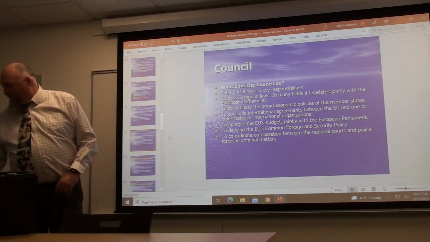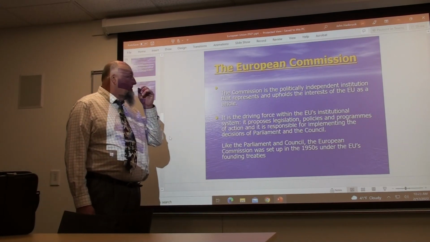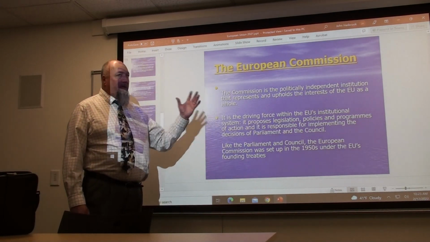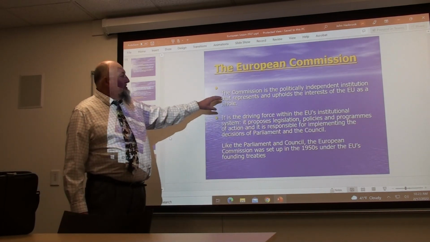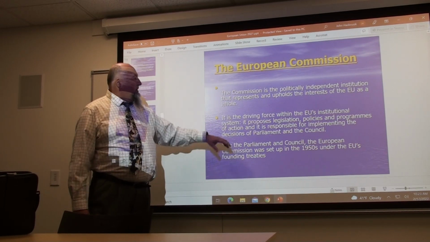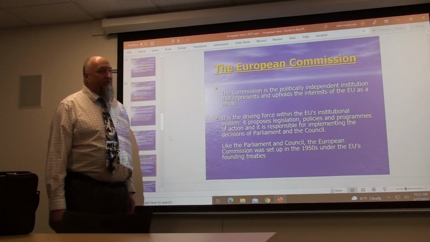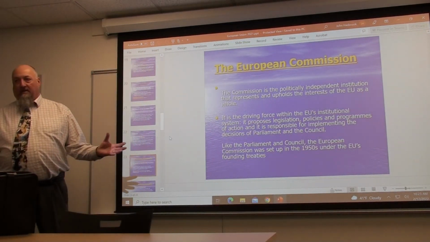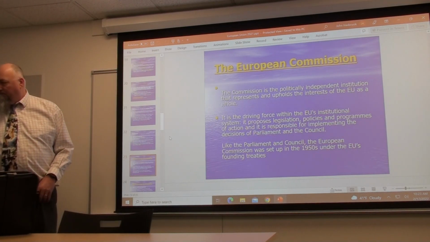Let's move on. Okay, then the Commission is an independent institution, part of the 3 branches within the EU. And it is, again, you have a member from each country. And the primary purpose of the Commission is to propose legislation to the Council and the Parliament to adopt through co-decision process.